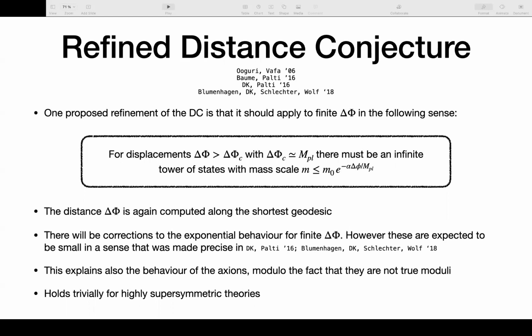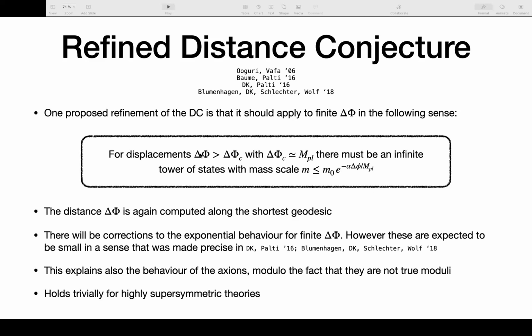I want to introduce now the refined distance conjecture that is implicit in the original work of Ooguri and Vafa and was later formulated in a precise way and investigated in examples by Baume, Palti, and me and my collaborators. In the current talk, we're going to talk about N=2, so there will be no potential actually. And the proposed refinement of the distance conjecture is that, motivated from the axions on the last slide, it should apply to finite displacements in the following sense.